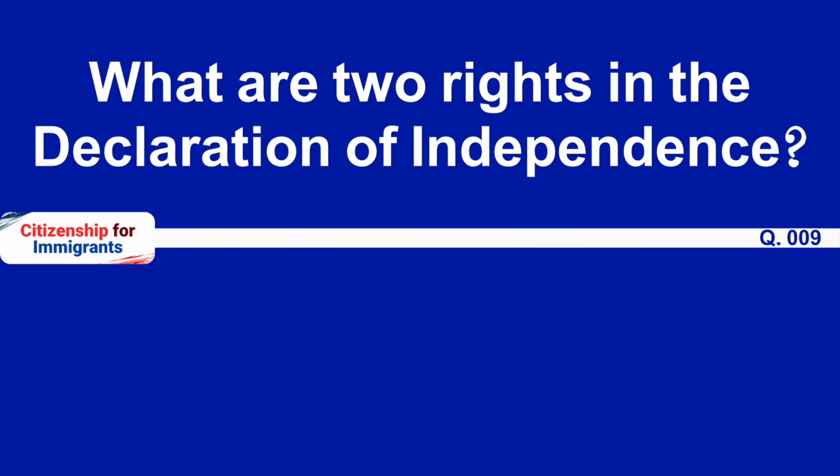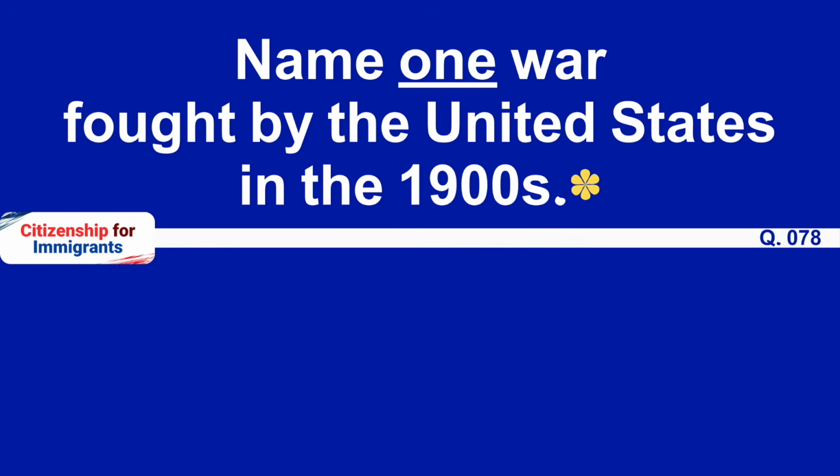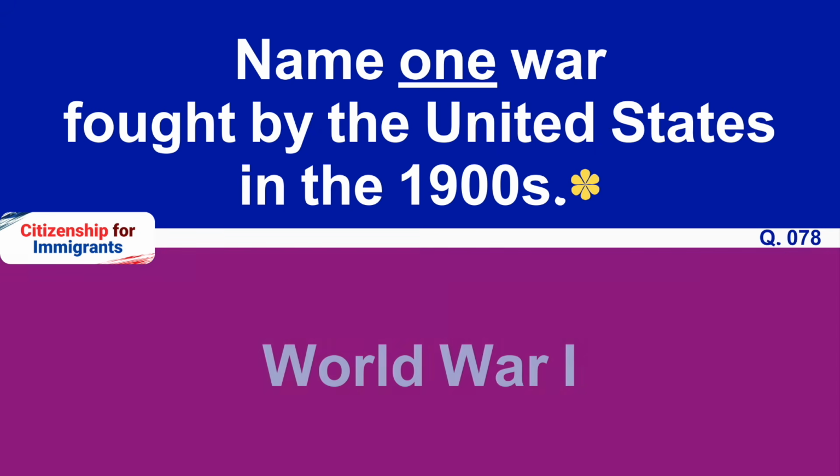What are 2 rights in the Declaration of Independence? Life, liberty. Name one war fought by the United States in the 1900s. World War I.